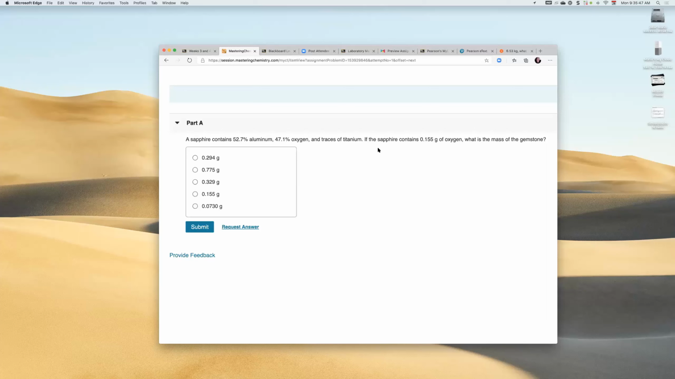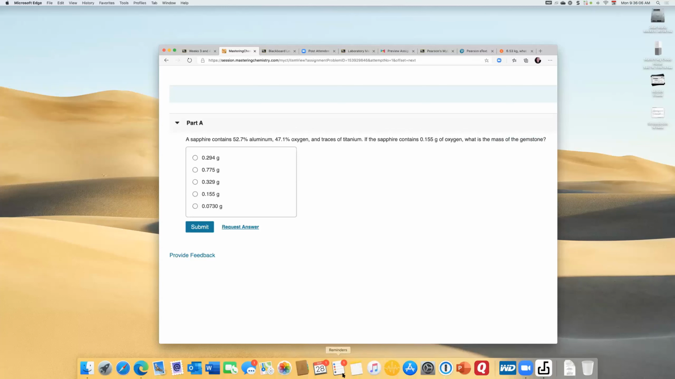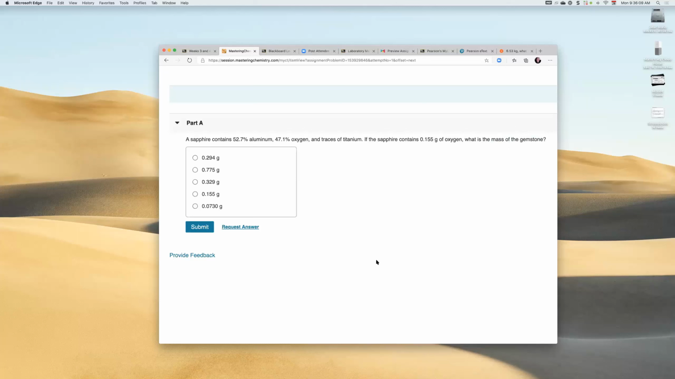Now, here we go with the question. If the sapphire, or the stone, contains this much oxygen, what is the mass of the whole rock, of the whole gemstone? Well, let's take a look at the problem using the formula that I just mentioned to you. Let me just copy some numbers here so that I have them readily available before I switch to my camera. 47.1%, and that's it. Okay.